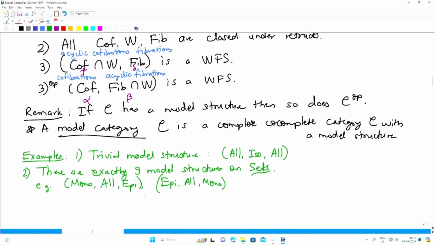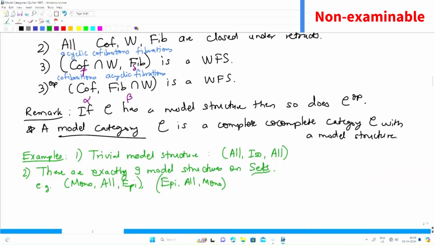So there are exactly 9 model structures on the category of sets, and the proof is easy enough if you understand what's happening. You can argue. There's also some Mexican UNAM website. Somebody has done this proof nicely. You can check it online.